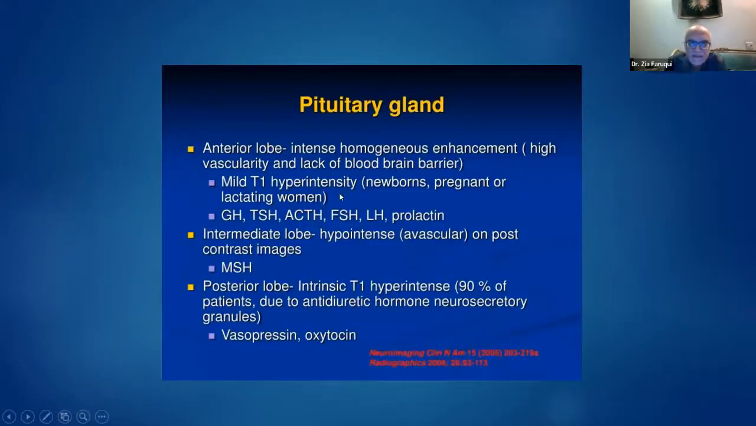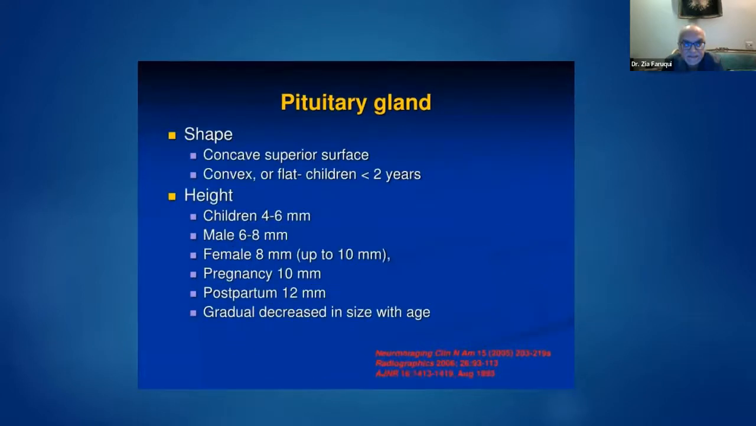So the pituitary gland, the anterior lobe, shows intense enhancement post contrast because there's no blood-brain barrier there, and it's an extremely vascular structure. It produces growth hormone, thyroid stimulating hormone, ACTH, FSH, LH, and most importantly, prolactin, which around 20% of the cells of the gland produce. The intermediate lobe is usually hypointense, it's avascular. And the posterior lobe contains, as we said, vasopressin and oxytocin, and because of its proteinaceous content, it appears white on T1 weighted images. This is important in a number of pathologies, which we'll discuss later.